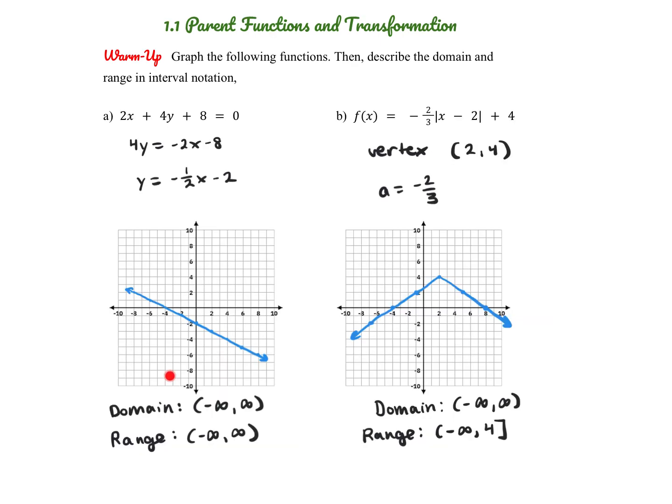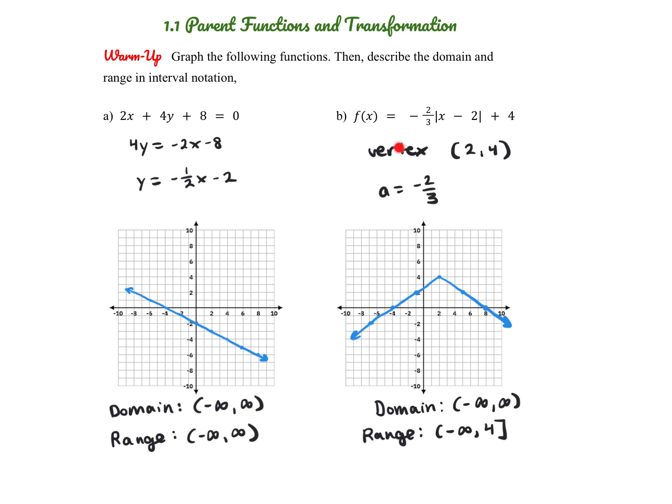All right, go ahead and check your work here. For part A, I rewrote this linear equation in slope-intercept form. That's just one way you can graph it. So I saw that my y-intercept was -2 and my slope was -1/2. So I went down 1, right 2.